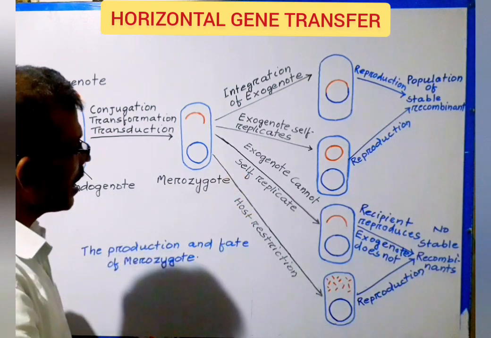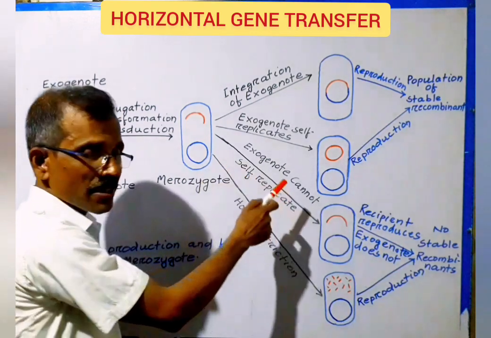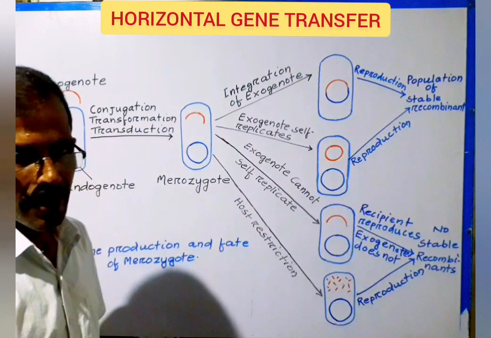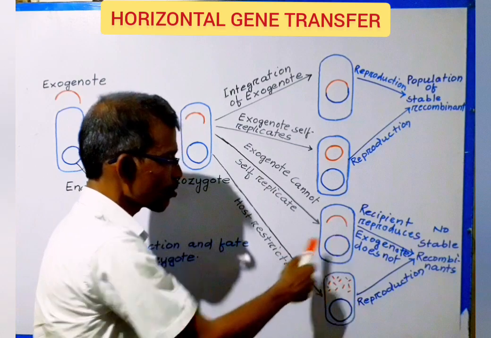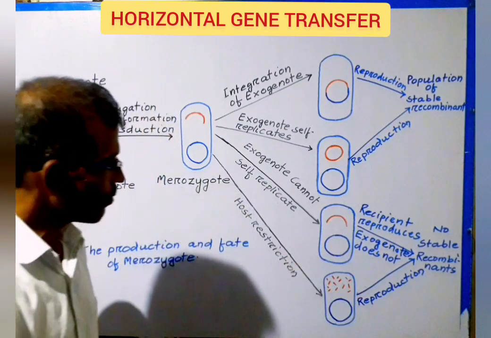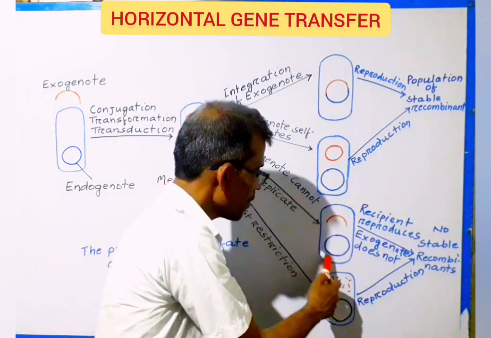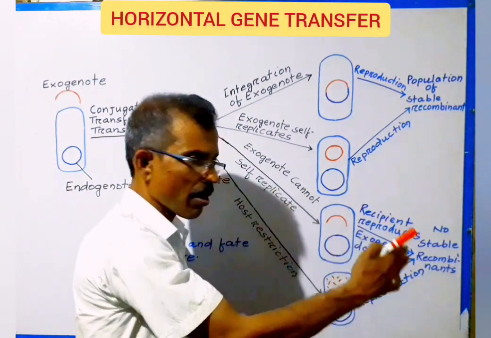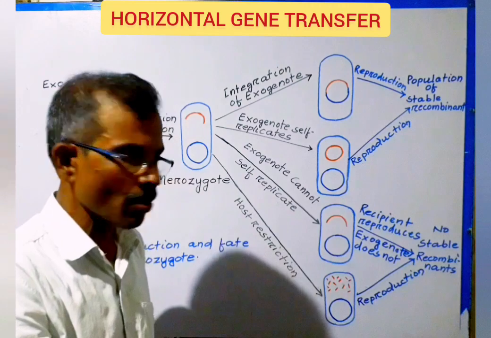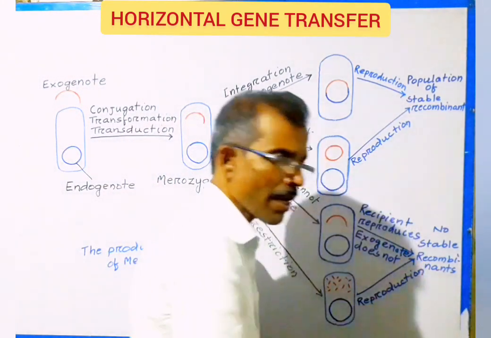In the third case, the transferred DNA is not able to self-replicate, nor does it have sequence homology with the recipient cell's chromosome. In this case, as the recipient reproduces, the exogenote is eventually lost from the population, so stable recombinants are not formed.